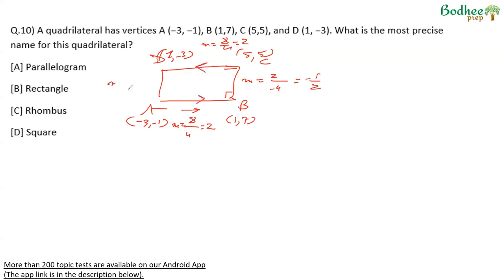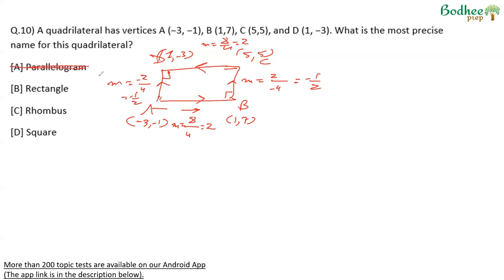Lastly, this one, -3 minus -1, so -2 upon 1 minus -3. So -2 upon 4, or -1 by 2. The slope of these two lines is the same, so these two are also parallel. Also, the slope of these two lines has a product of -1, so they are perpendicular. So clearly, opposite sides are parallel and adjacent sides are perpendicular, which means it is a parallelogram with a 90 degree angle.